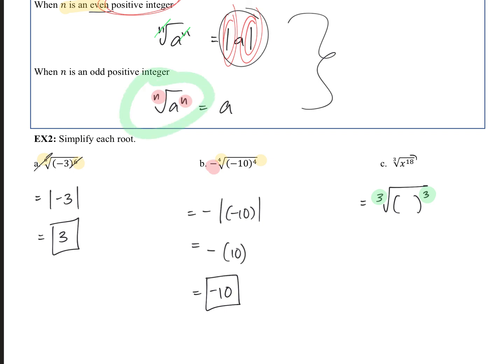So my question is, I'm going to use the power rule. 3 times what gives me 18? Well, 3 times 6 gives me 18. So I'm going to rewrite x to the 18th as x to the 6, raised to the third power. Because remember, that's the power to power rule, that is 6 times 3, which will once again give me the 18. So I'll rewrite this as the cube root of x to the 6th, cubed. And now I can use that cancellation rule. Since it was an odd positive integer, they just cancel, and I'm just left with x to the 6th. I don't need to worry about the absolute values.